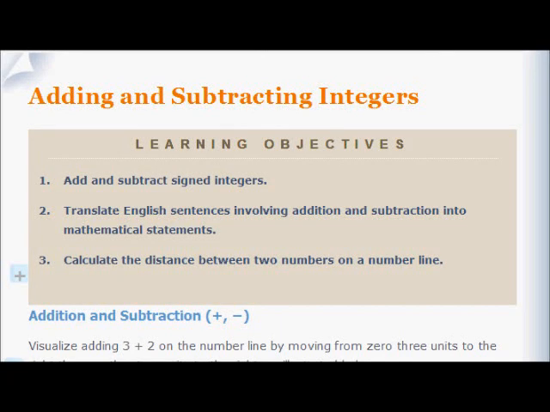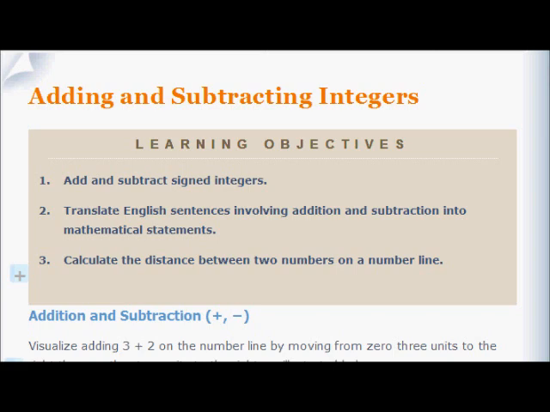We're going to continue on with our exploration of the textbook Elementary Algebra by John Redden. This is chapter 1, section 2, adding and subtracting integers. So our goals here are that we're going to learn how to add and subtract signed integers. We're going to translate English sentences involving addition and subtraction into mathematical expressions or mathematical statements.